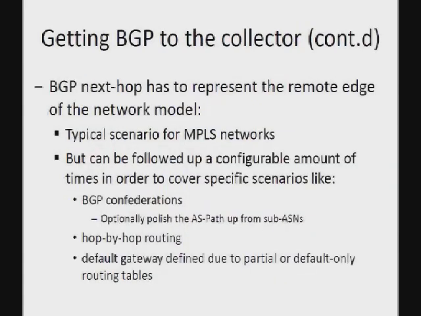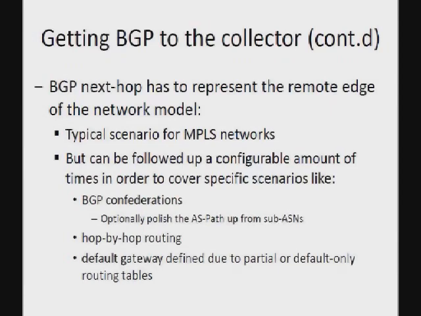The most important thing when building a traffic matrix in relation to BGP is that the next hop has to represent the so-called remote edge of the network, right? So you need to know where traffic is getting out of your network. This is a very typical scenario for many MPLS networks, not all, but a very classic scenario.